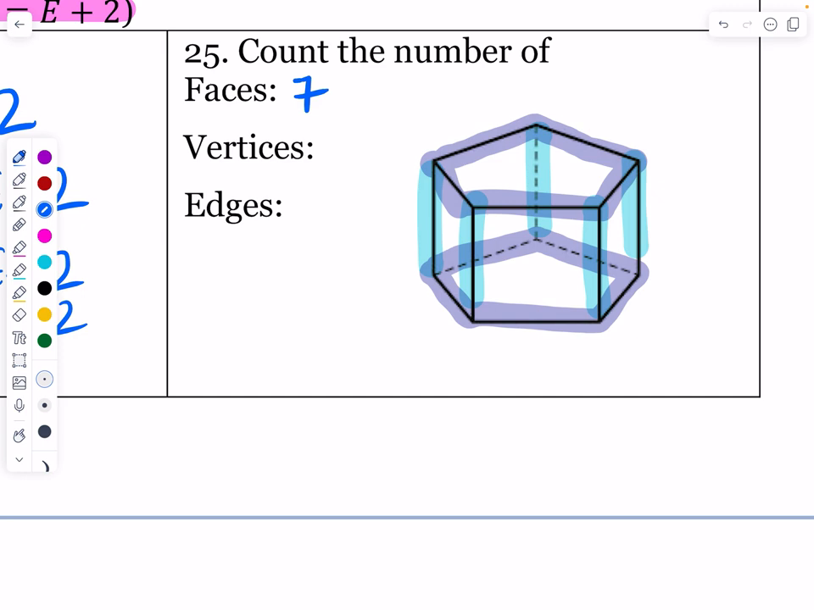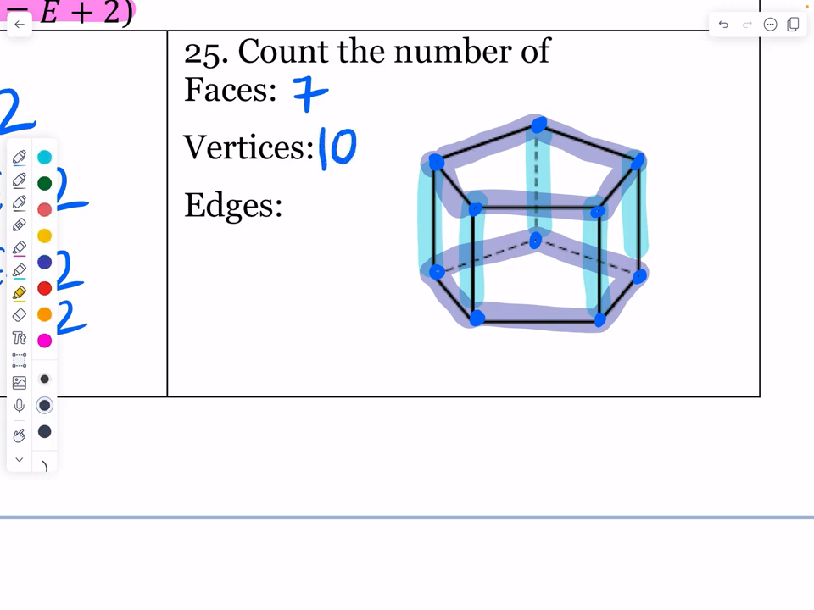Okay, now I'm going to count my number of vertices. Of course, the vertices are these pointy parts. So 1, 2, 3, 4, 5 at the top, 1, 2, 3, 4, 5 at the bottom. That's where 3 or more faces meet. That's where 3 faces meet. And so that's going to give me a total of 10 vertices.